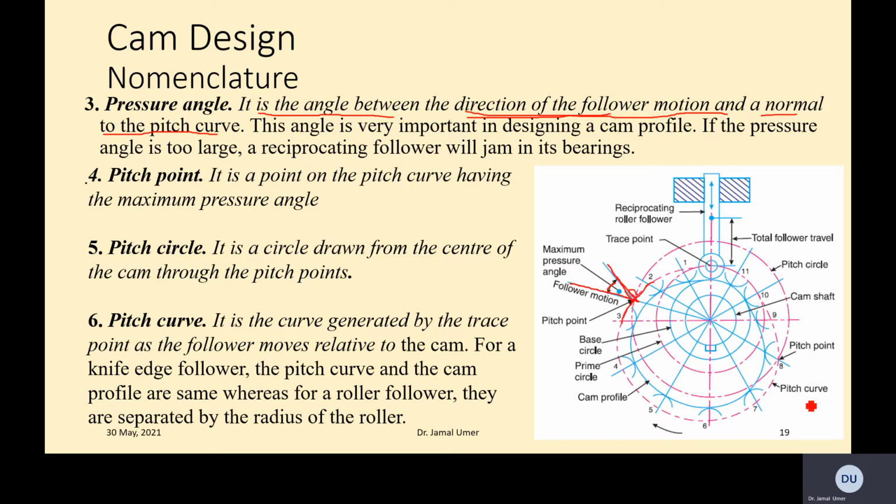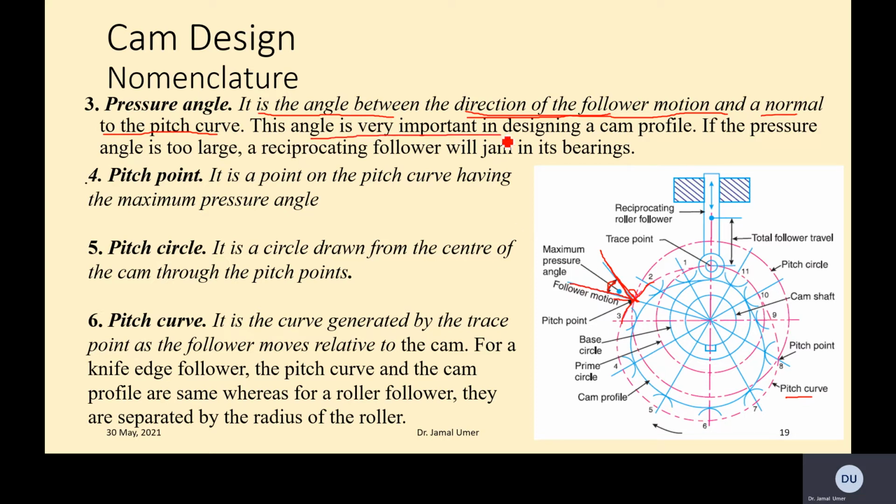The pitch curve is being explained over here. The outer one is the pitch curve. This is the point where you have the normal and then the follower motion. Let's say this point travels here and comes here, the follower is still upward. It is always linear. The follower motion is always upward. So the angle between them is called the pressure angle.